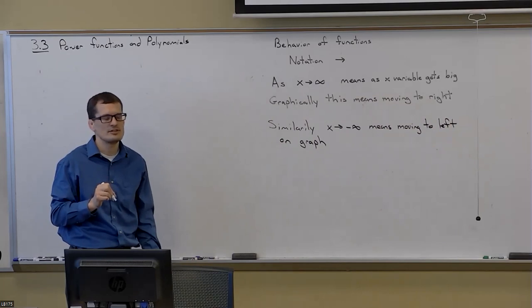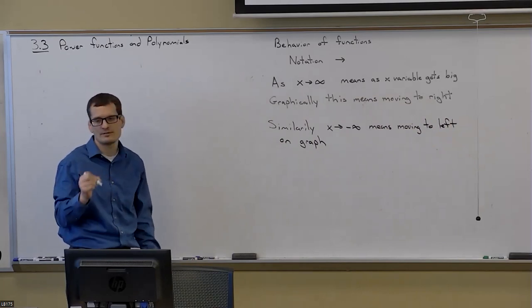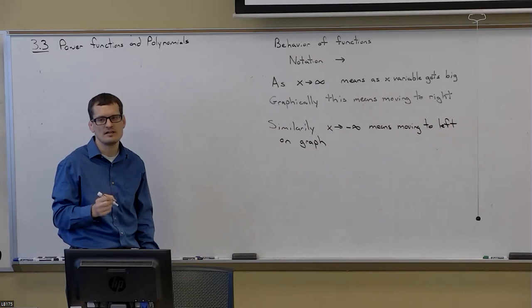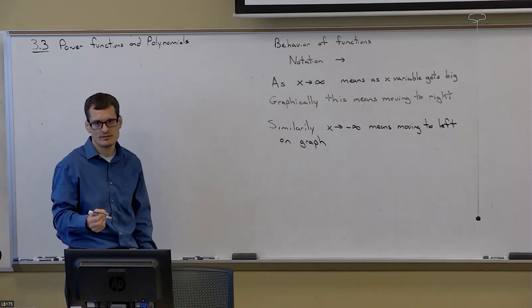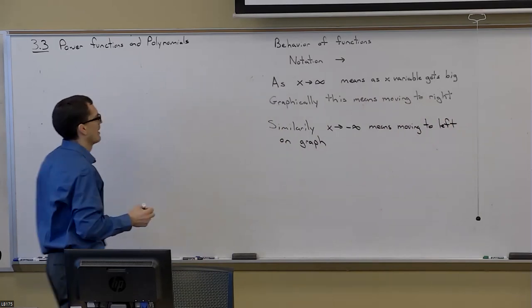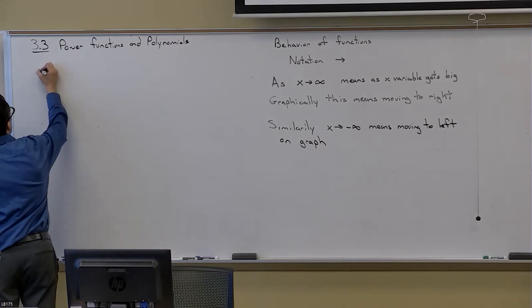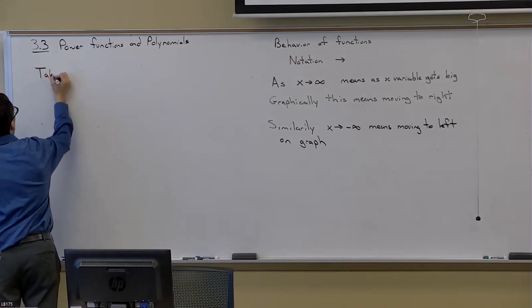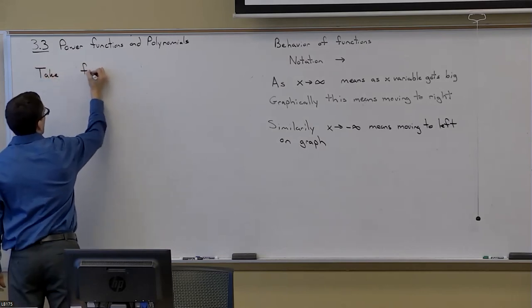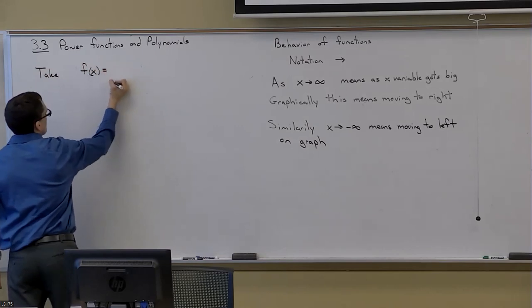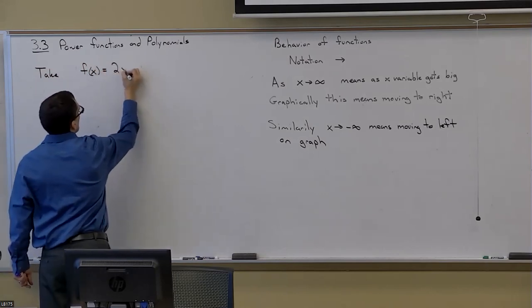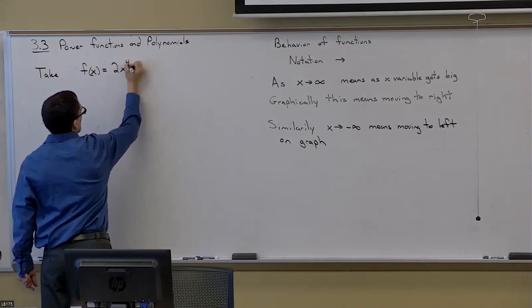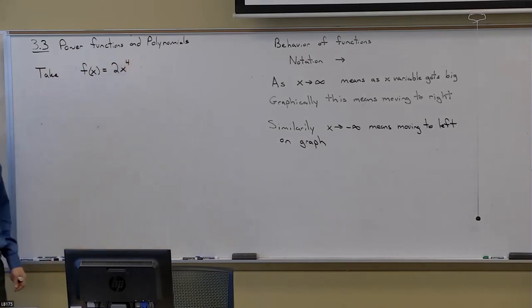So what we're going to do is say, as x goes off to infinity, what does the function value do? Which means, what is the y going towards? So let's take the power function f of x equals 2 times x to the 4th, and ask about the behavior.